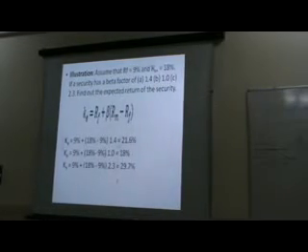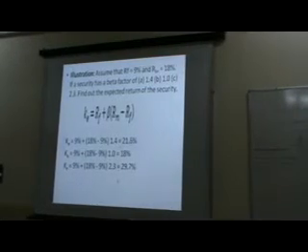Do one more thing, those who have already done it. What will be your answer if beta is 0.8?